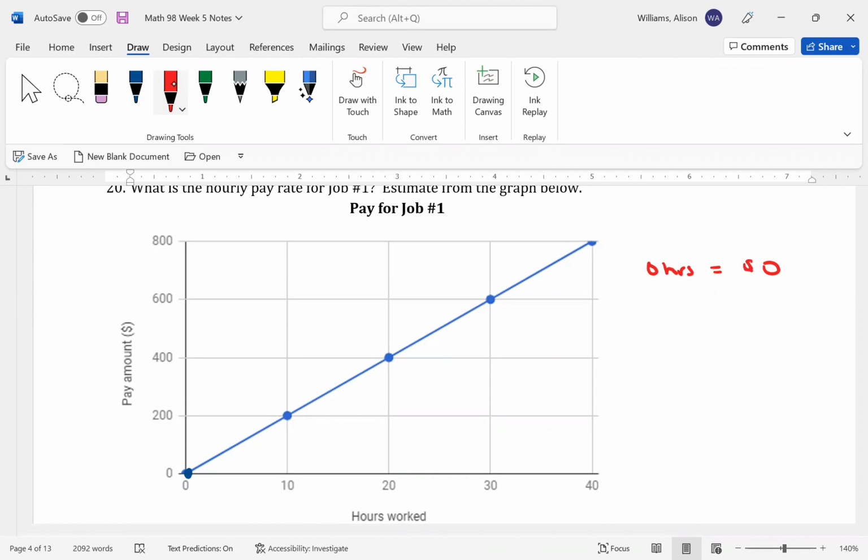Now let's look at the next piece of information. When we have 10 hours of work, they get paid $200. So if I want to figure out how much they get paid per hour, I'm going to take the $200 and divide it by 10 hours. And 200 divided by 10 comes out to $20 per hour.